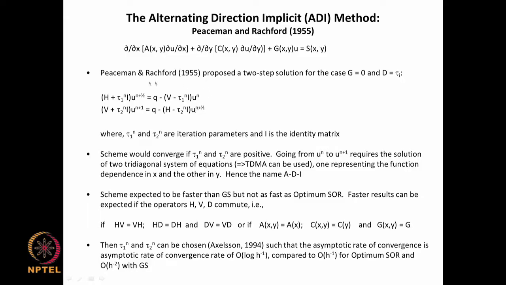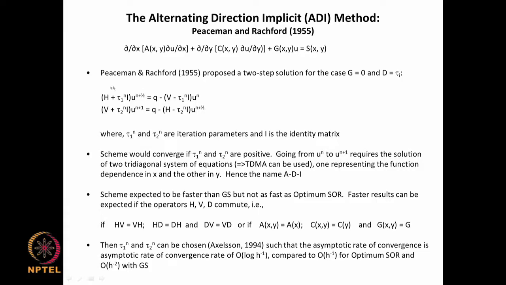And what we note is that the right hand side terms can be evaluated because these are in the previous time step or previous half time step values, and only the left hand side terms are implicitly evaluated, and the first equation evaluates implicitly the derivatives and variations coming in the x direction, and the second one takes care of the variations in the y direction.